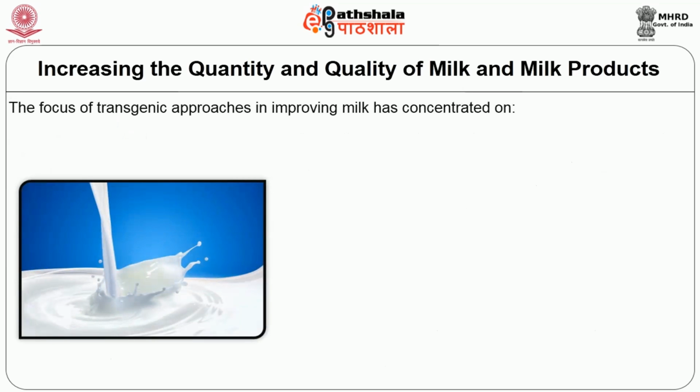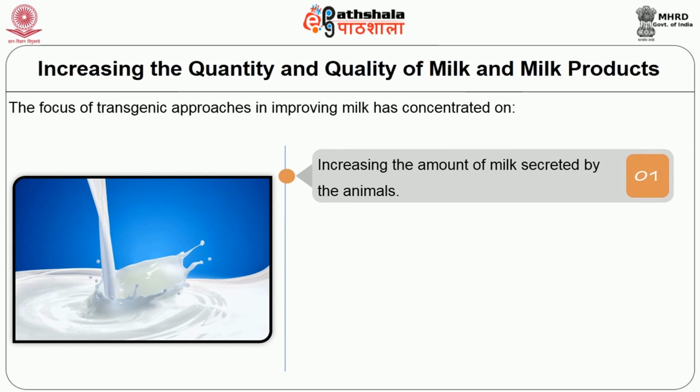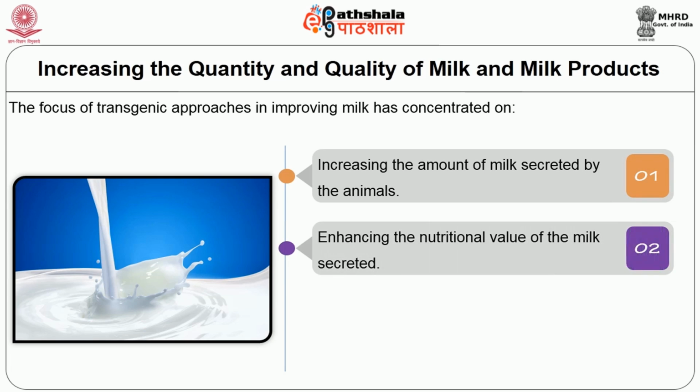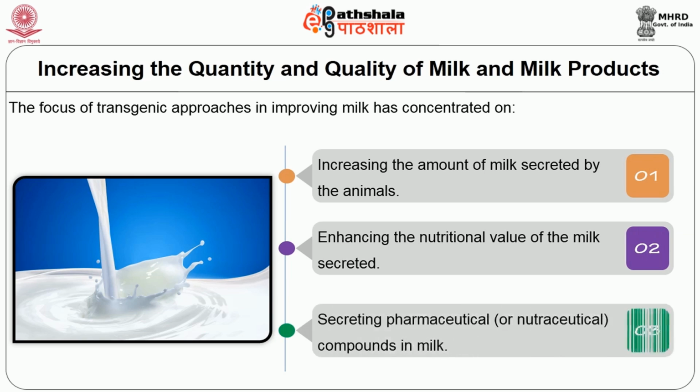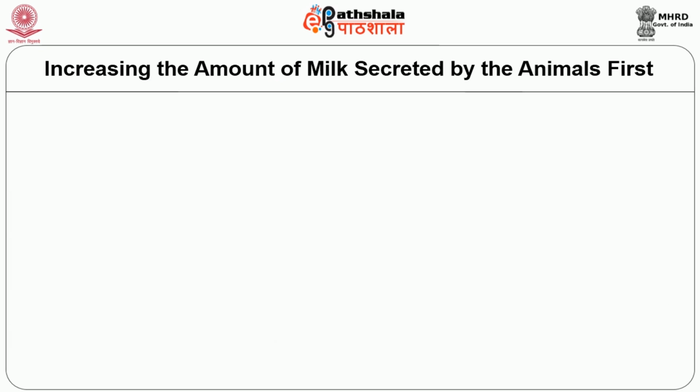The focus of transgenic approaches in improving milk has concentrated on increasing the amount of milk secreted by the animals, enhancing the nutritional value of the milk secreted, and secreting pharmaceutical or nutraceutical components in the milk. Among these three applications, we shall consider increasing the amount of milk secreted by the animals first.